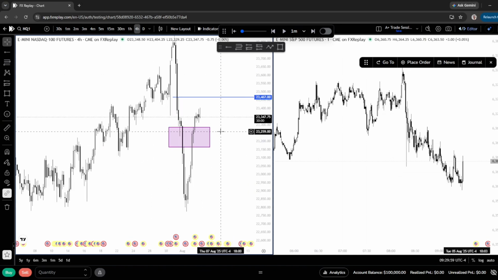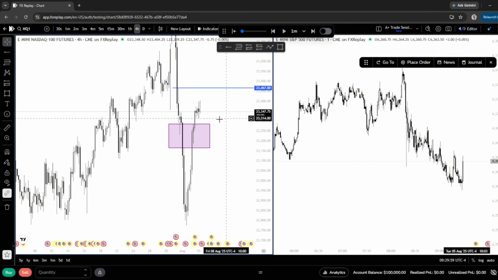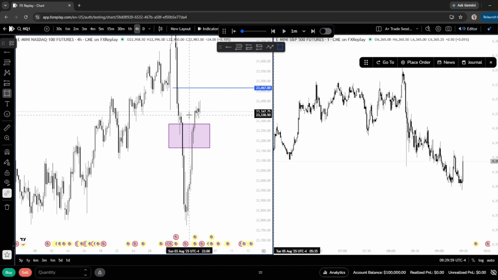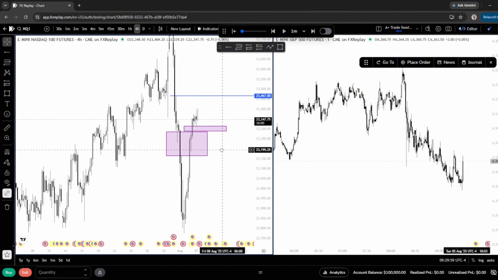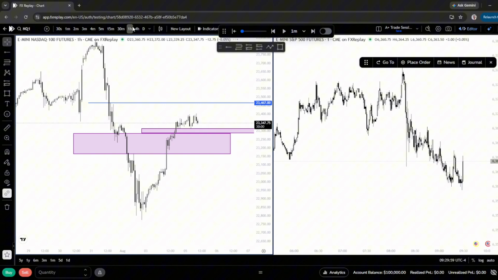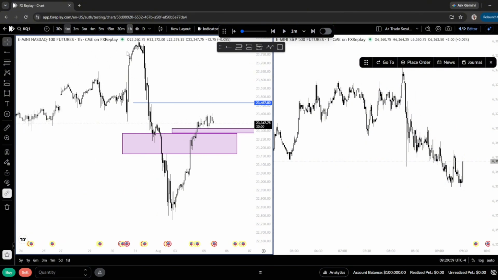So really, all I would want to see is some type of pullback. We want to see a sweep of liquidity, a pullback into possibly one of these bullish gaps right here, maybe something like this. Then we want to see a reject off of that, and then we get an inversion towards our draw on liquidity, which is up here, bullish. So that's what I'm looking for coming into the day. Let's go ahead and see what happens.